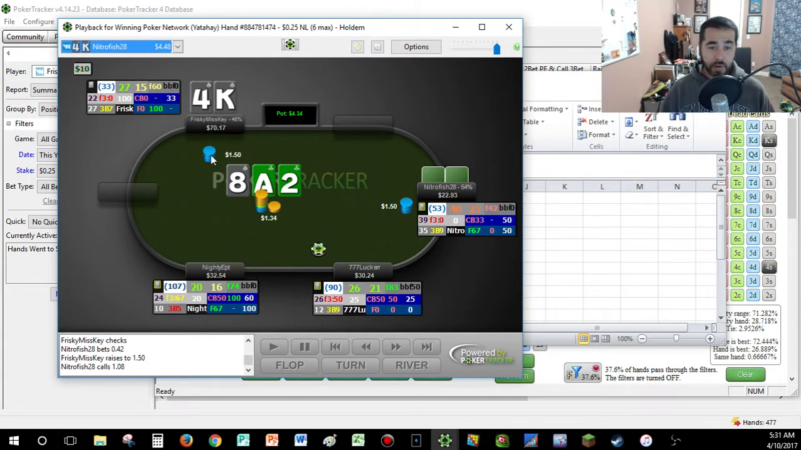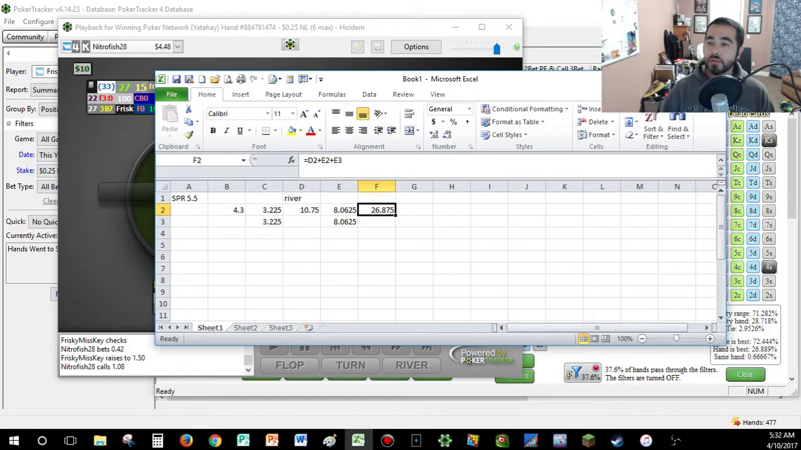I've effectively helped him right here by check raising. If he has a good hand, I've effectively helped him to build that pot to get a 100 big blind pot by the river. But we'll see what happens here, because he may very well play it a little passively, especially if he has a weak ace.